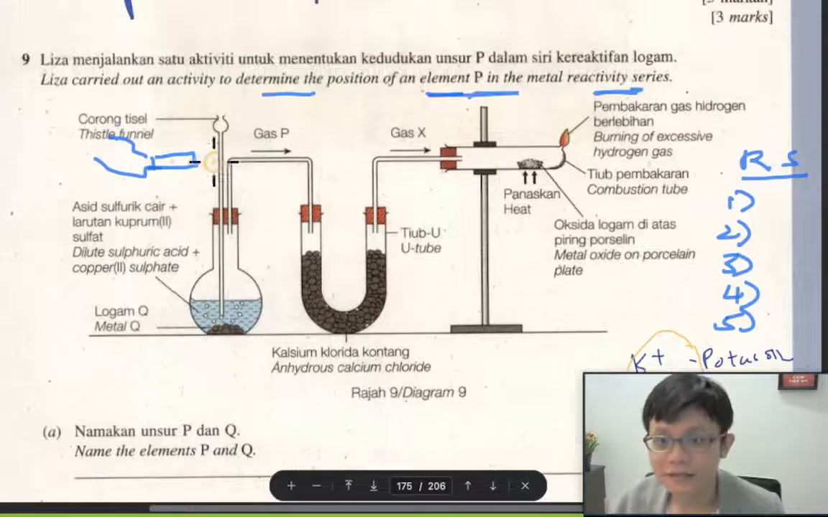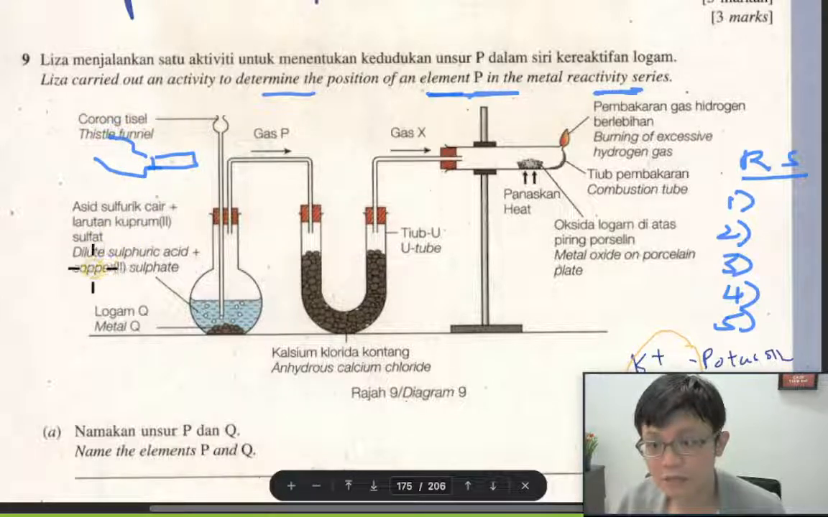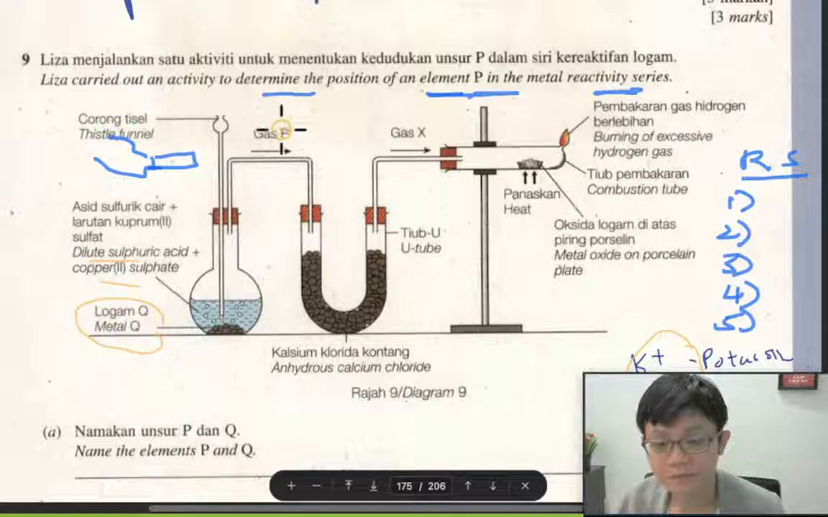Okay, let's look at this. So here we put the diesel, we put sulfuric acid and copper sulfate. This is the metal Q, he didn't say. Then there's a gas P. Let me think, in this question, did they put the metal here? Oxide metal.